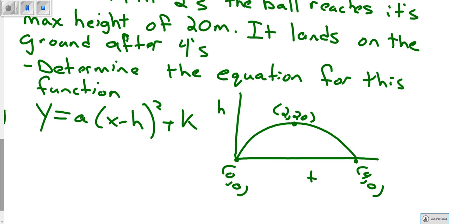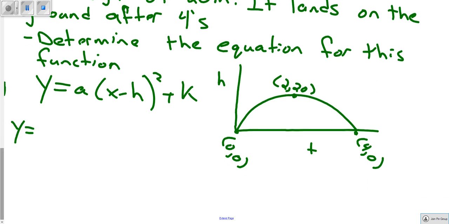Okay, so far so good? All right, so let's plug in the H and K values. Y equals A times X minus 2 squared plus 20. Now with this formula, we're almost there. We just need one more piece. What's the value for A? We'll get to that. They don't know this yet either. But what do we have to find in this equation? A. Yay, we have to solve for A.